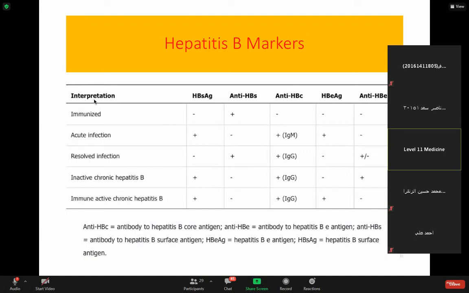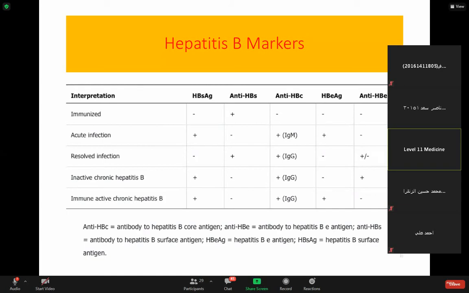Okay. So let's talk about hepatitis B markers. Let's take the state and then see what the marker is going to be there. I think that's one of the easiest ways to remember them. So if you get immunization for hepatitis B, if you get the vaccine basically, you're only going to have the surface antibody being positive, because the vaccine only contains the surface. It doesn't contain any of the core of the virus. So when you have only antibodies against the surface, that means you got immunized in the past.